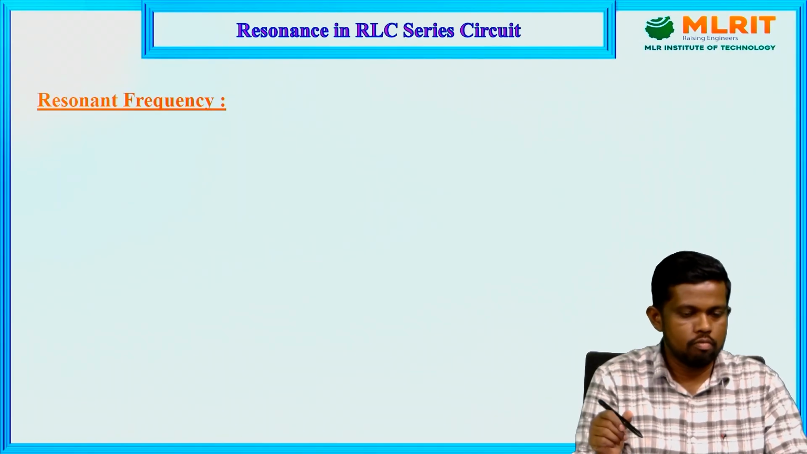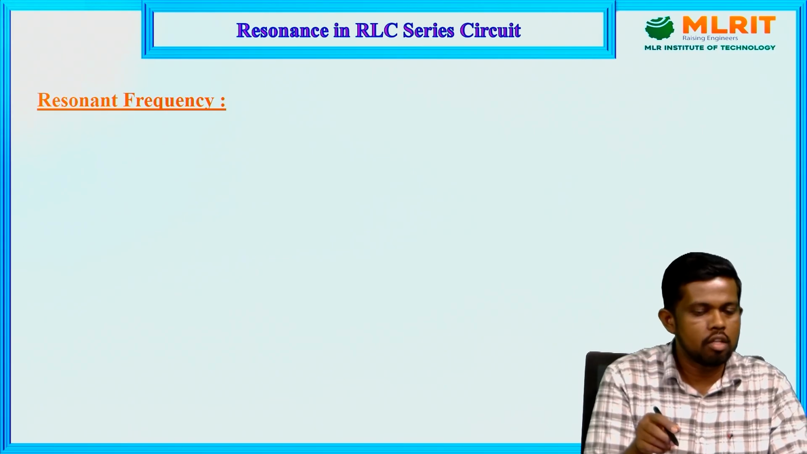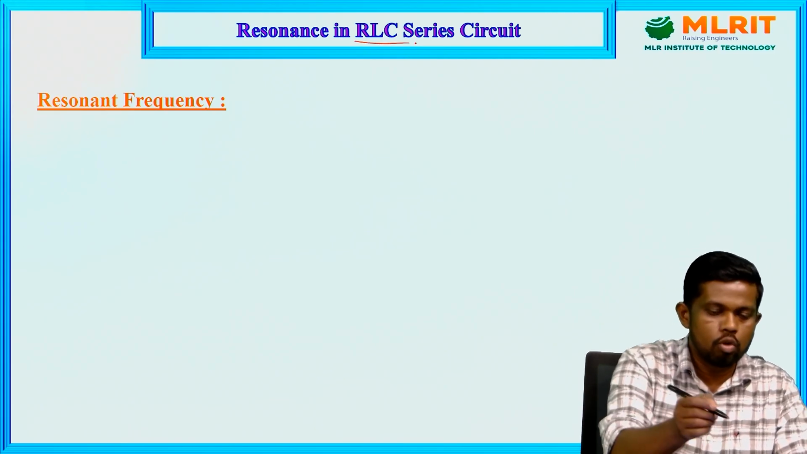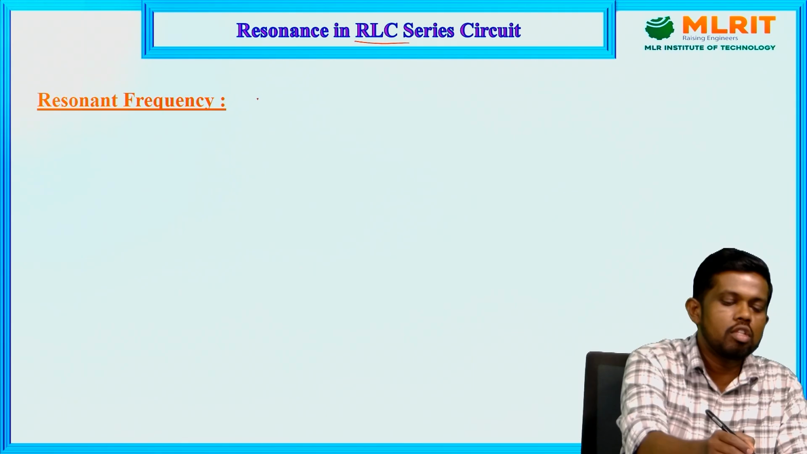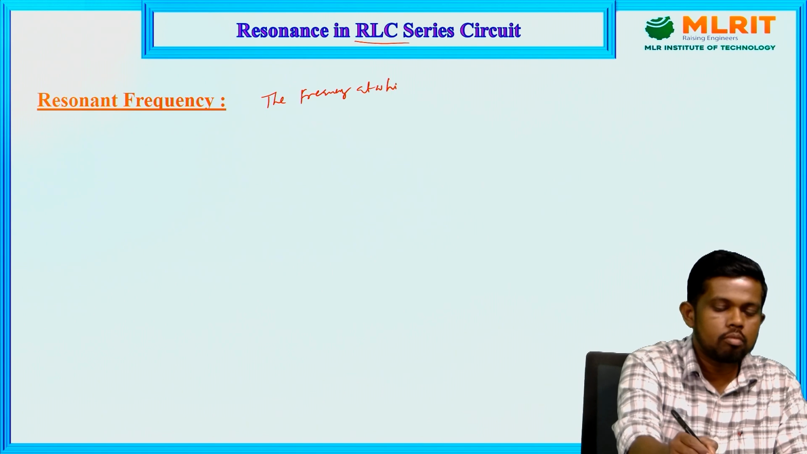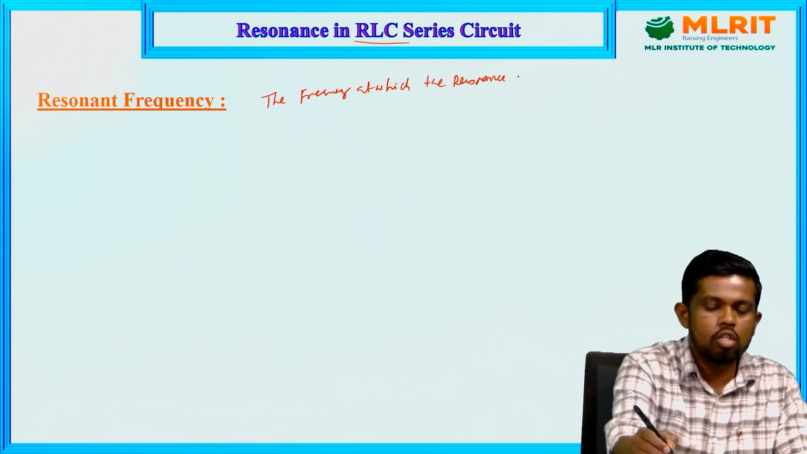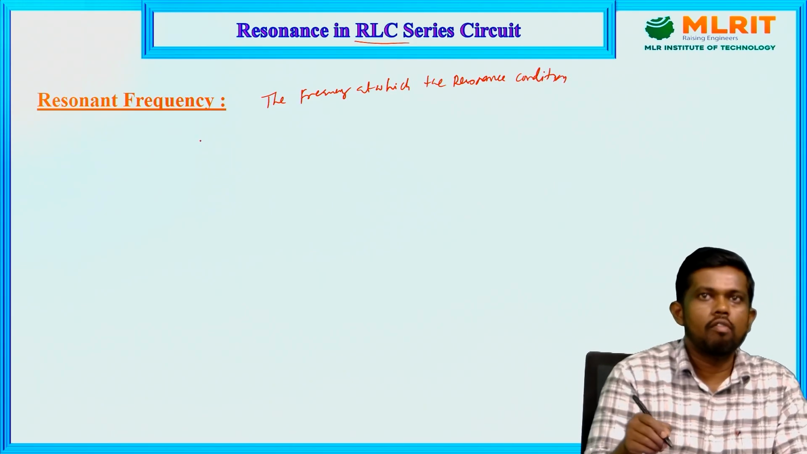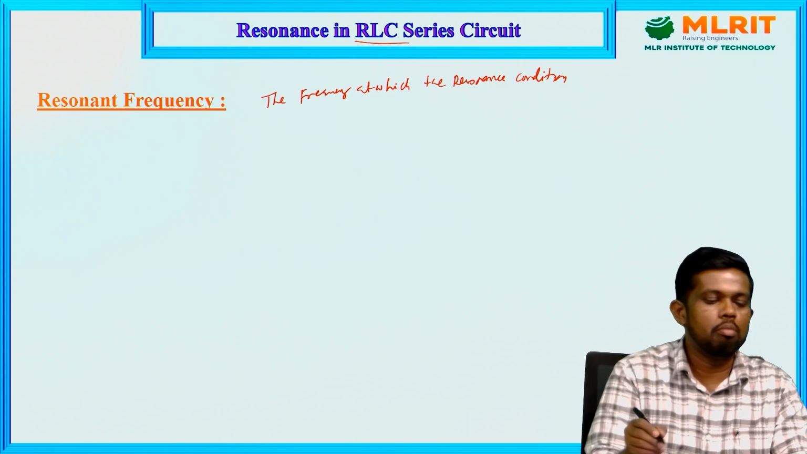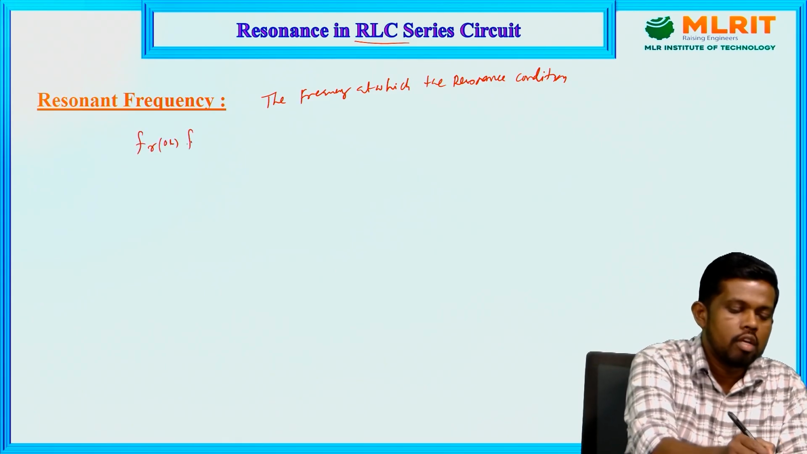The first thing is the resonance frequency. The resonance frequency occurs in the resonance condition of the RLC series circuit only. The frequency at which the resonance condition occurs is simply said to be the resonance frequency. That is denoted by either FR or F naught.